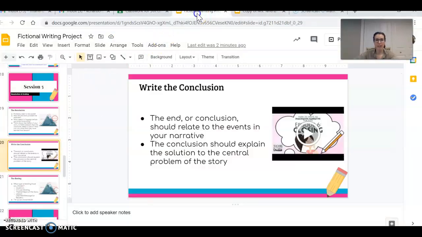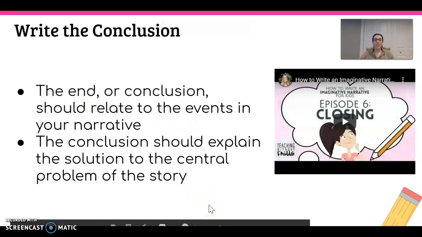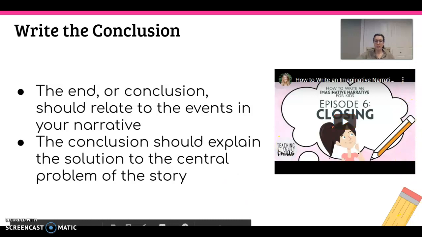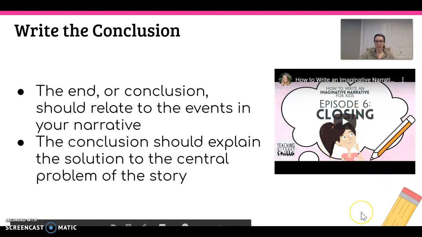So let's look back at how to write the conclusion. The end or the conclusion should relate to the events in your narrative. The conclusion should explain the solution to the central problem of the story. So this is why I had the resolution and the conclusion going together, because they both sort of explain the solution to the problem. The only difference is that the conclusion is really wrapping everything up and tying up all those loose ends. So I would like you to pause this video at this point and go ahead and watch episode 6 of How to Write an Imaginative Narrative. And this is the closing episode. So go ahead and pause and come back to me when you're ready.